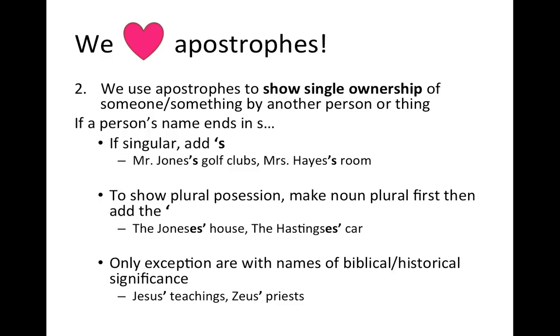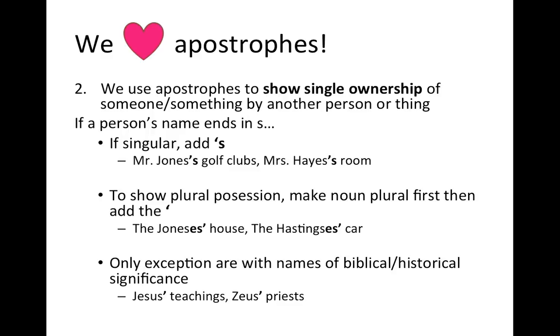Same thing if you're talking about Mrs. Hayes's classroom, okay? Mrs. Hayes is one person, so she gets an apostrophe S in talking about her classroom. If you're talking about plural possession, you're going to make the noun plural first and then add the apostrophe. Okay, so that comes mainly when you're talking about family. So like the Joneses' house, that's not just one person, that's a family. So you would go ahead and make Jones, J-O-N-E-S, plural by adding an E-S on the end, and then add that apostrophe after that to show possession of the house.